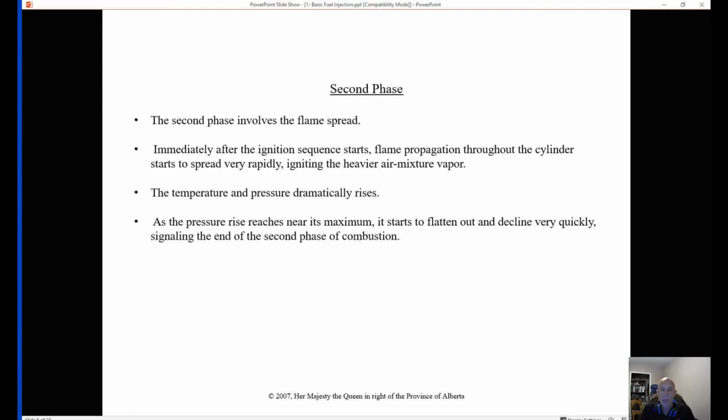At that point, the temperature and the pressure drastically rise. As the pressure rise reaches its maximum, it starts to flatten out and decline very quickly. At that point, almost all the fuel is burnt. Now, ignition takes place at different points in an engine. We'll discuss that a little bit later.